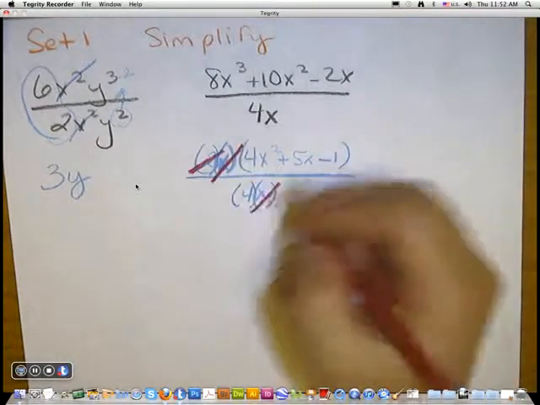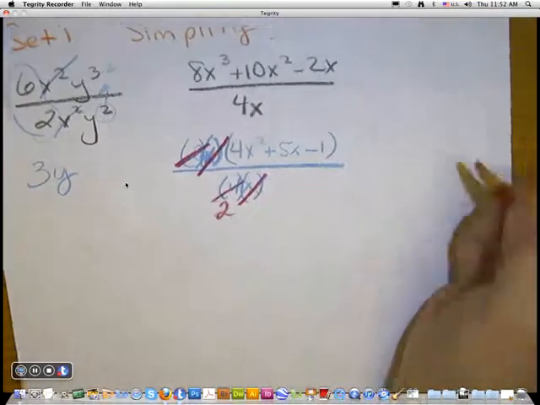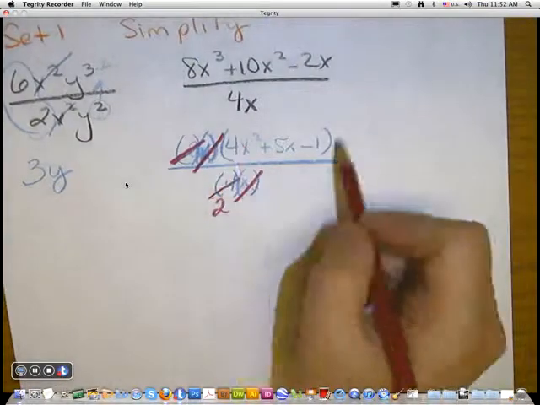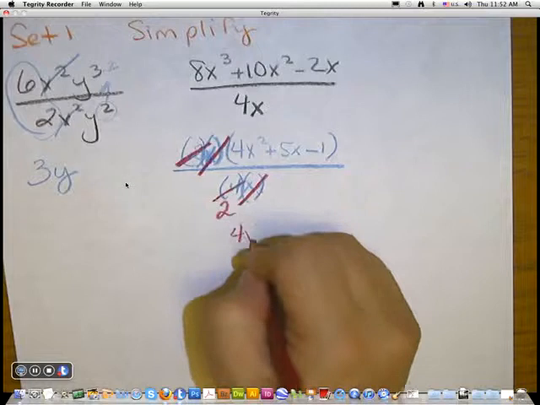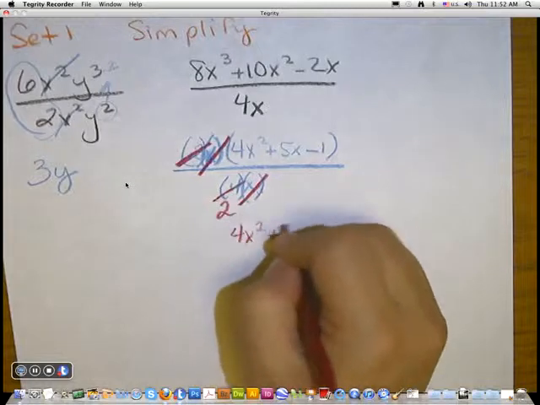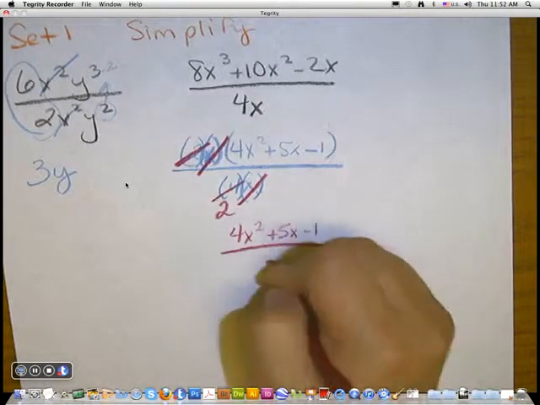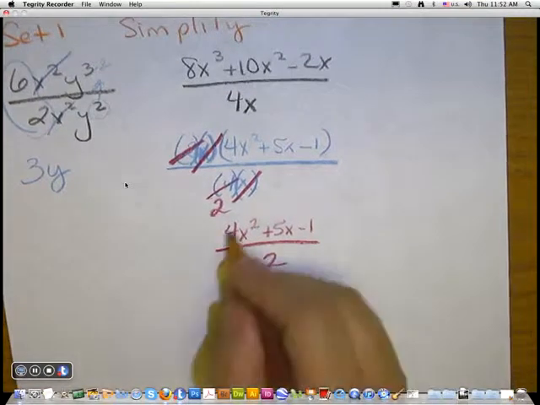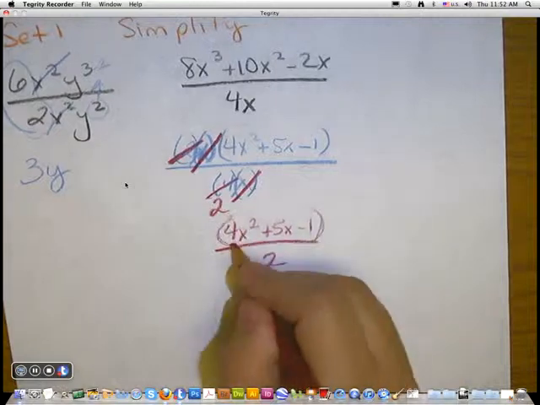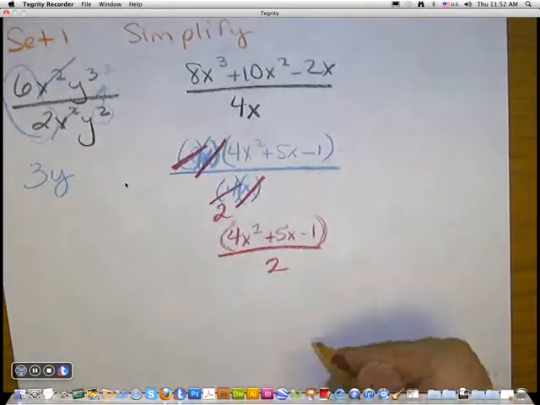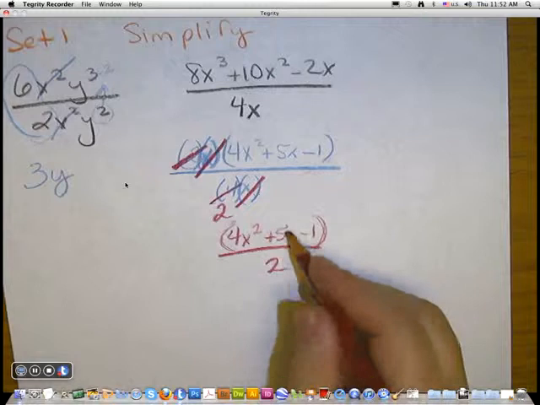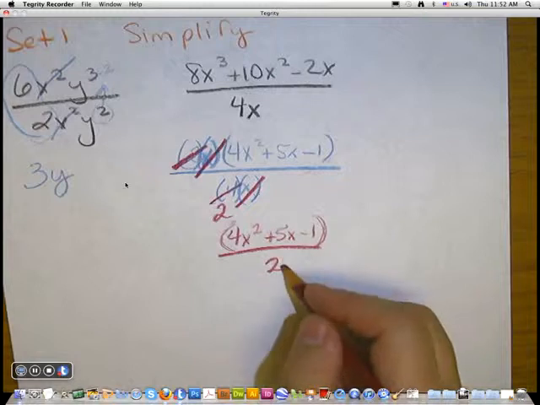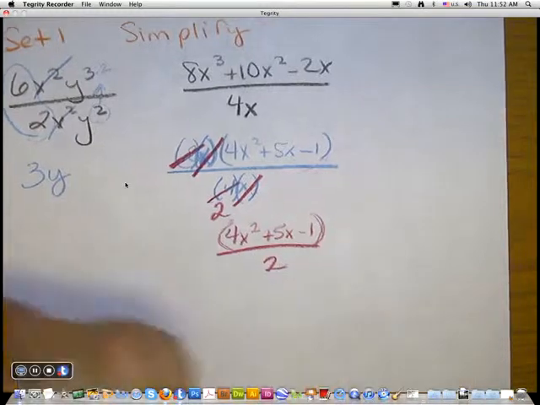The 2 reduces the 4. This is in parentheses. This cannot be gone any farther, so we're going to get 4x squared plus 5x minus 1 all over 2. And you're going to leave it alone. Do not do anything else with it, because this is all, and you cannot do pieces. It's an all or none deal, so we leave it alone.